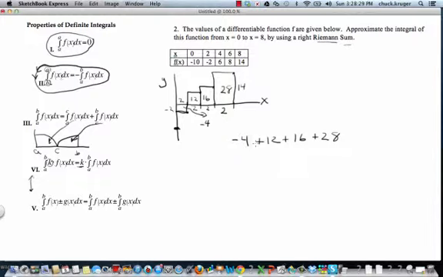So the area under this differentiable function f is going to be, if I add these together, I get 8, I add this 16, I get 24, and I add the 28, and I get 52. So I have 52 units. Now they may be square units, it depends what the x and f of x values are, and we'll be talking more about that later.